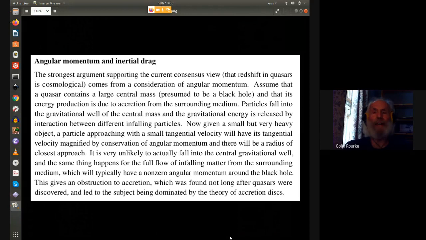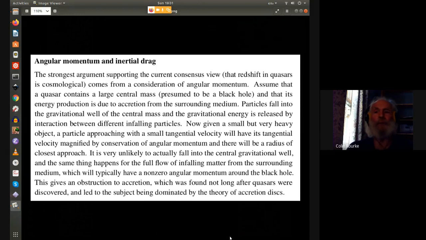If you've got a small but very heavy object and a particle approaching it with small tangential velocity, then it will have its tangential velocity magnified by conservation of angular momentum. And there'll be a radius of closest approach. You'll get a parabola. The thing will come in, and go whizzing around the center and go whizzing out again. It's very unlikely to actually fall in.